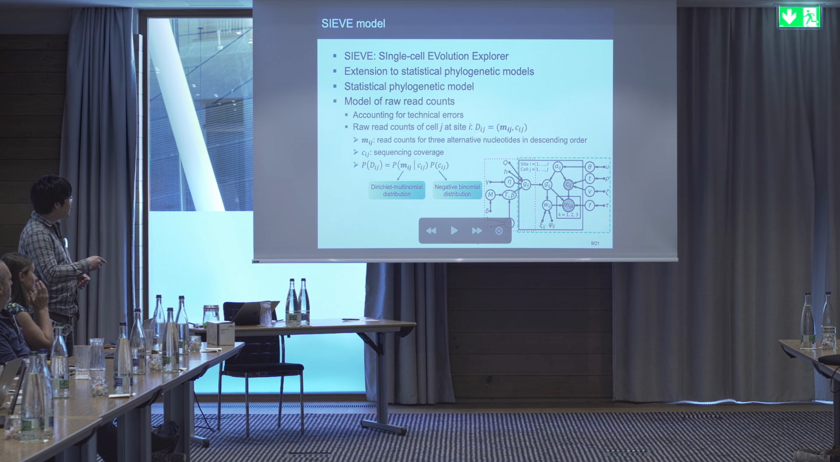So the data itself contains two parts, actually, MIJ and CIJ. I mentioned MIJ is the read counts of the 3 alternative nucleotides, and CIJ is the sequencing coverage. So the probability of observing DIJ can be decomposed further into 2 components. First is the probability of MIJ given CIJ. Next is the probability of CIJ itself.